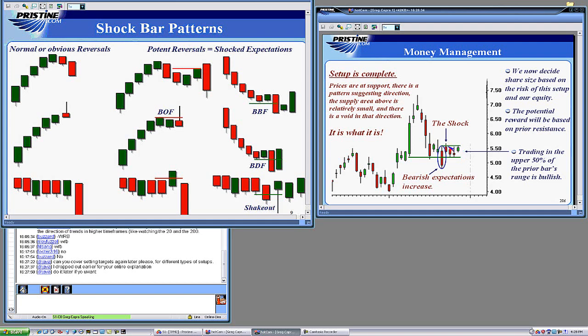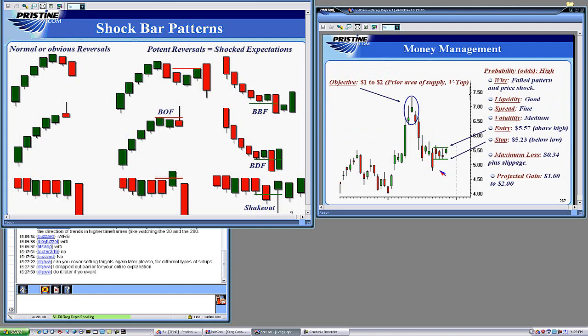So once we get this green bar, we need confirmation that it trades above the high of that bar. When we say it is what it is, you've done that analysis. You've determined that you've got a pattern and you've got a trigger point here. You've got a target. You've got a stop. It's time to press the button.